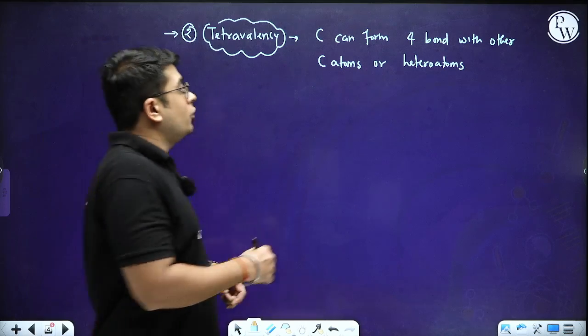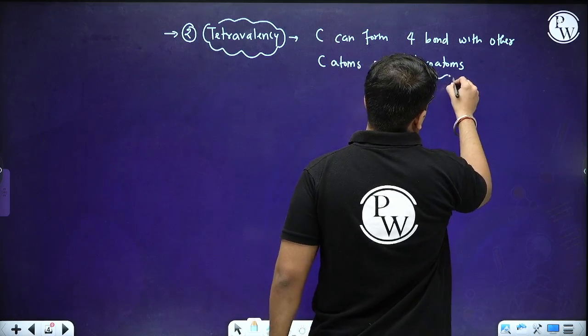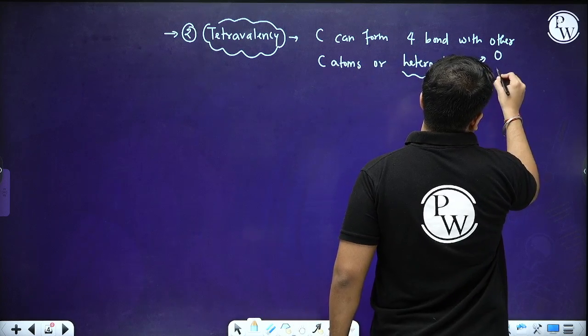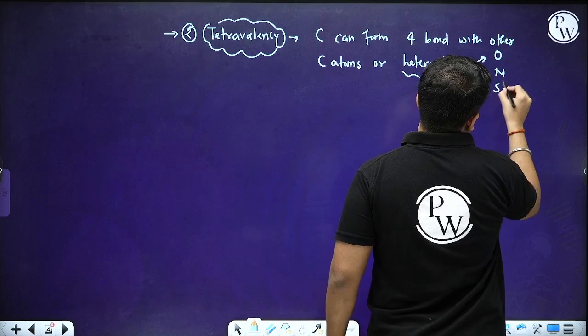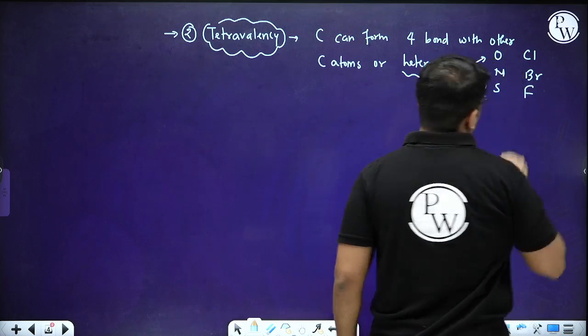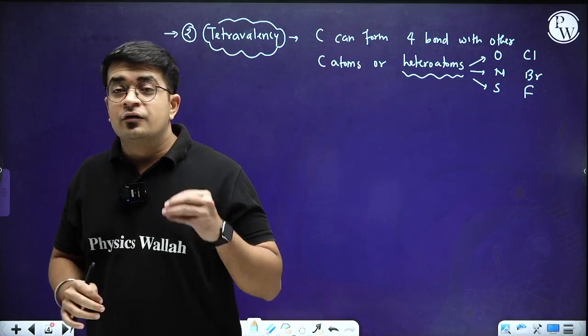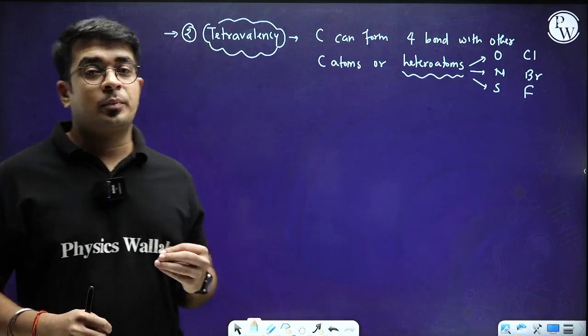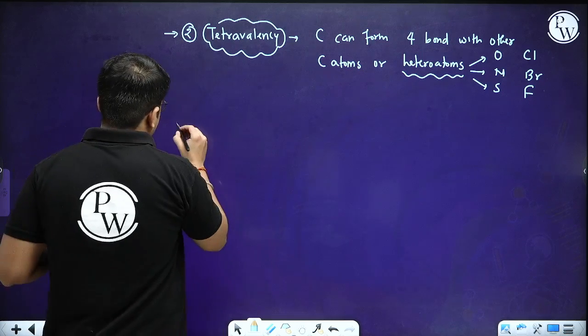What is the meaning of heteroatoms? Atoms other than carbon. It may be oxygen, nitrogen, sulfur, chlorine, bromine, fluorine, whatever it is, it can easily form 4 bonds with other atoms also. That is the basic property of catenation as well as tetravalency.